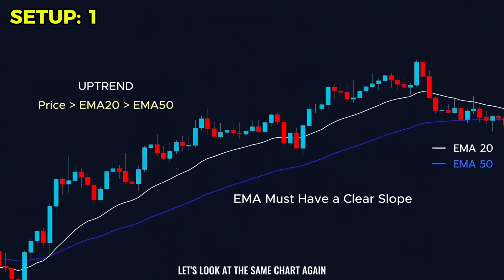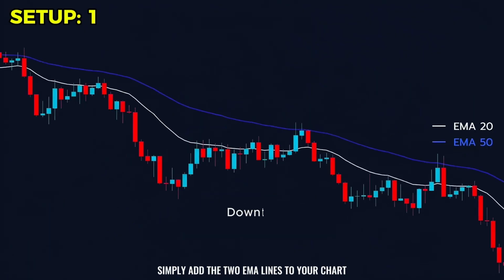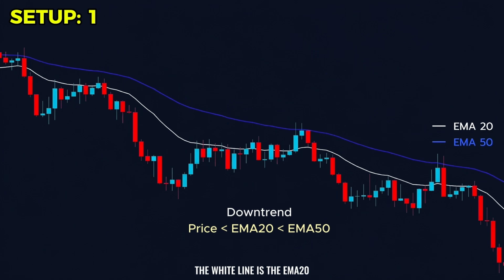Let's look at the same chart again. This is the same chart we used earlier to explain Fibonacci retracement and the smart money concept. This time, we'll use the EMA channel to measure the pullback. Simply add the two EMA lines to your chart. The white line is the EMA 20, and the blue line is the EMA 50.